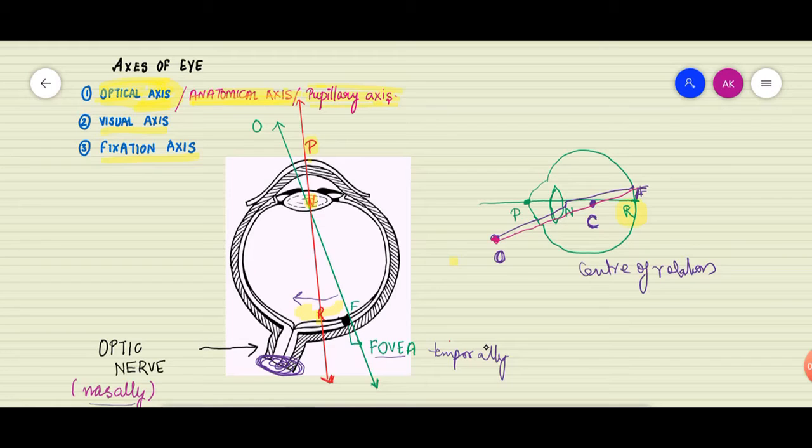Okay, but for the purpose of MCQs and for the importance sake, I will tell you that you should know what is an optical axis and what is a visual axis. These two axes are important. And the second thing you should know is that the optical axis is also called the anatomical axis, and to make it easier to understand, it is also called the pupillary axis. Okay, so this is about the axis of the eye.